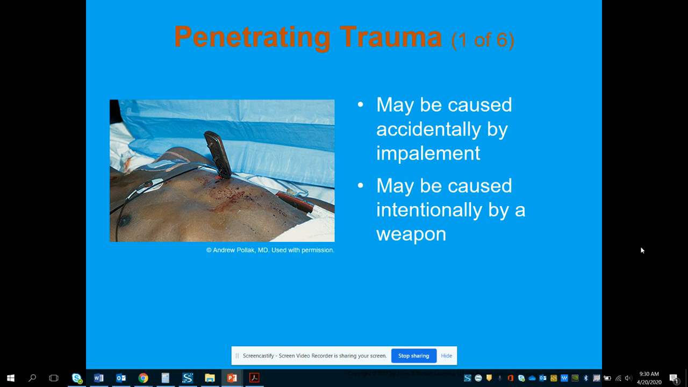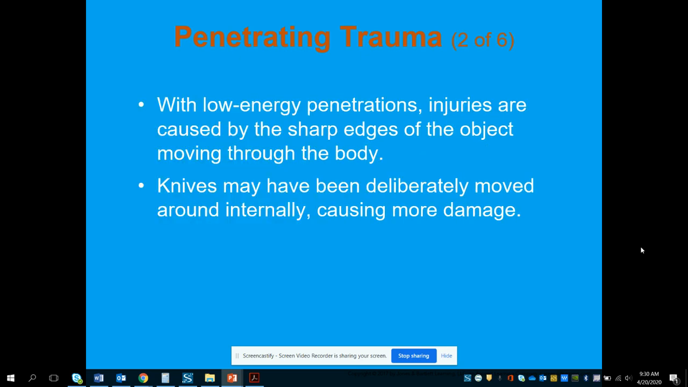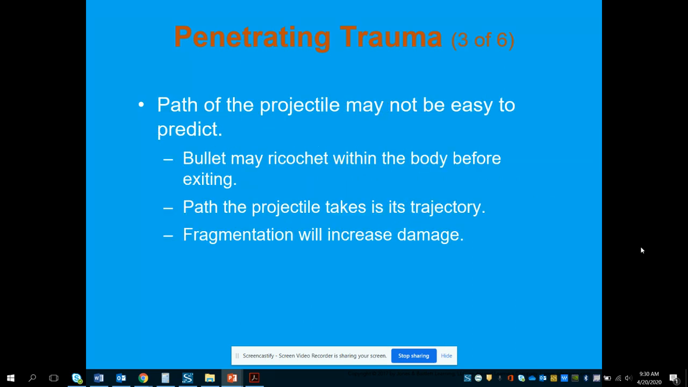With where this is located, if it needed to be removed because we needed to do chest compressions, we could do that, but otherwise we really need to leave it in place and stabilize it the best that we could. With low energy penetrations, the injuries are caused by the sharp edges of the object moving through the body. So we're thinking more like glass, knives. These may have been deliberately moved around to cause more damage. So even if they're left in place, there could still be a lot of potential damage in there.